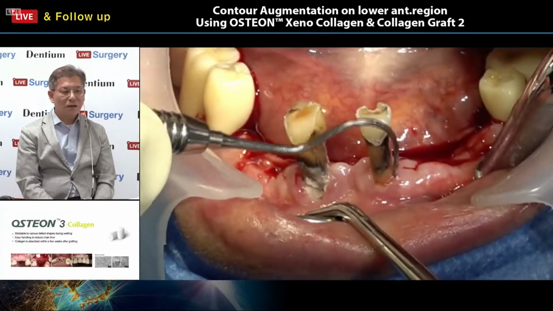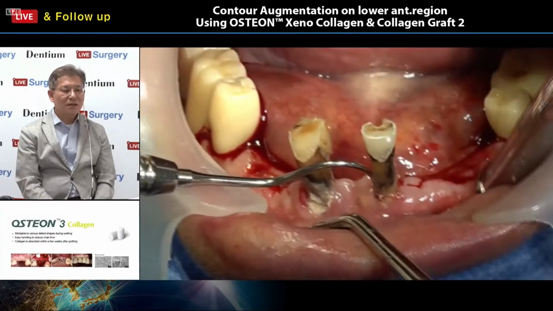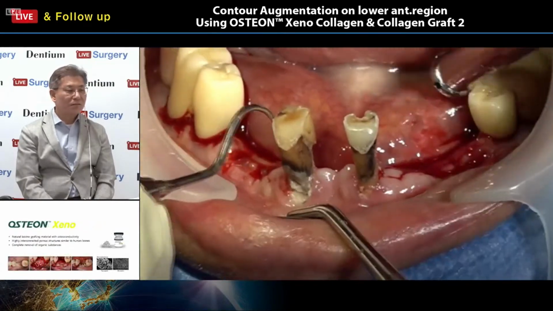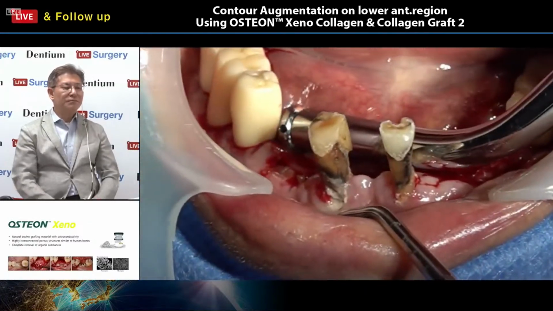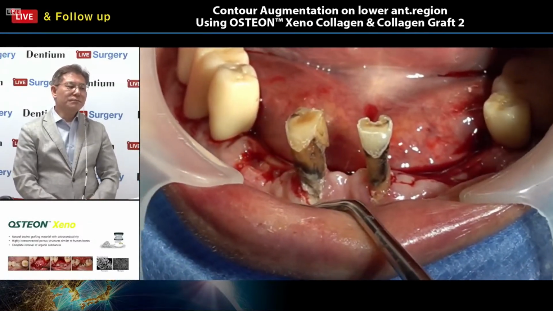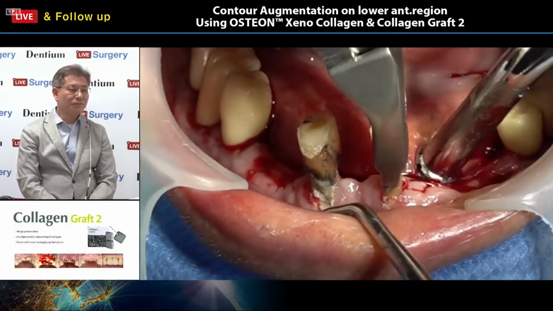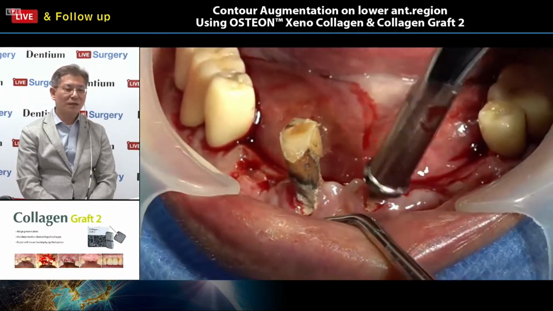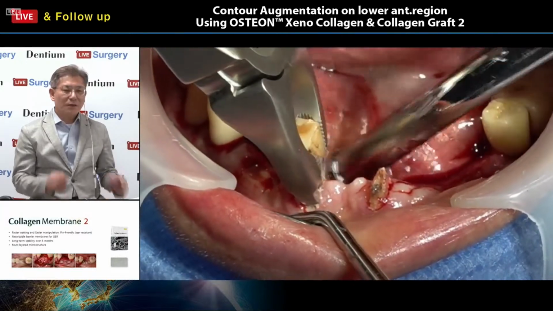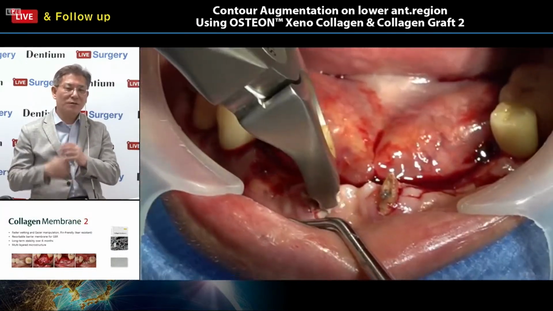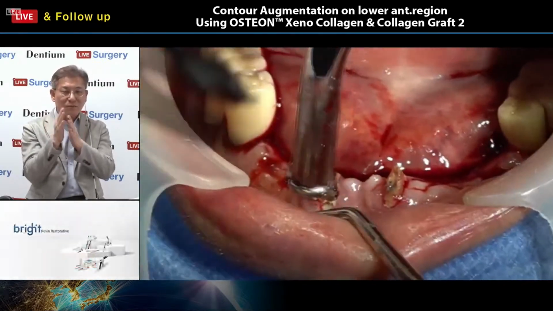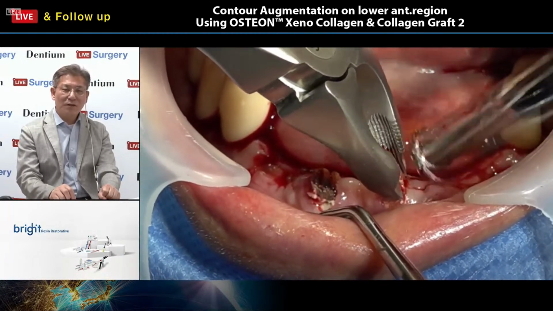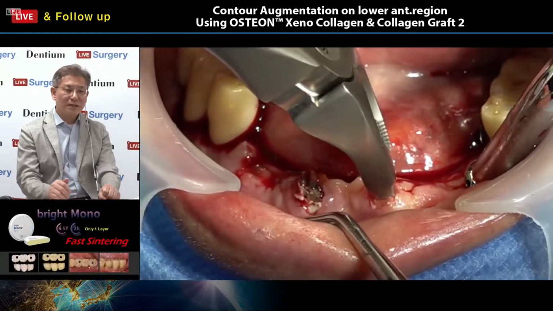Normally in the lower jaw, the crestal incision should be located in the mid-crestal area. And in the upper jaw, normally a little bit inclined to the palatal, about 2 millimeters palatally inclined from the mid-crest, the incision line is optimal and normal for the crestal incision.